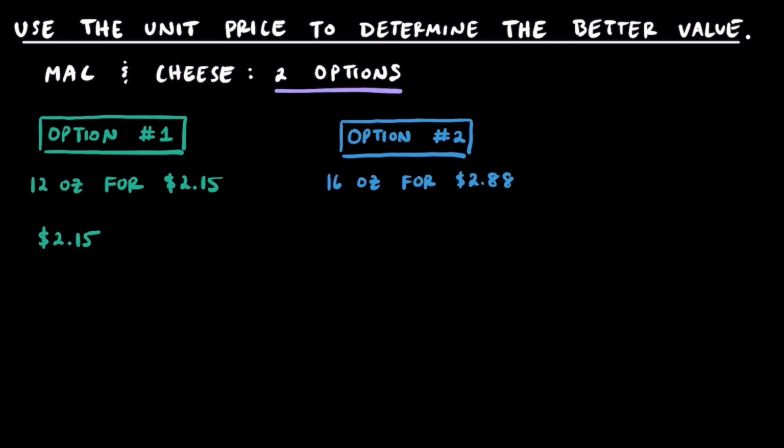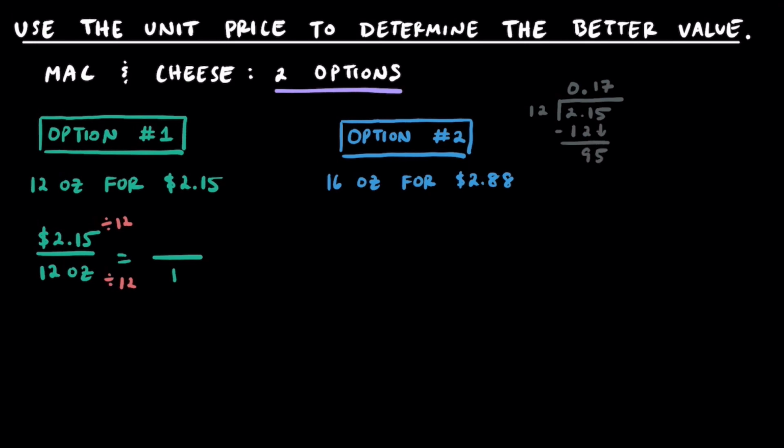For option 1, we can write our rate of $2.15 per 12 ounces, and we need to find the cost of 1 ounce. To do that, we're going to have to divide top and bottom by 12. Dividing 2.15 by 12, we get 0.179. And we can stop there since we only need to round to the nearest penny when we're talking about money.